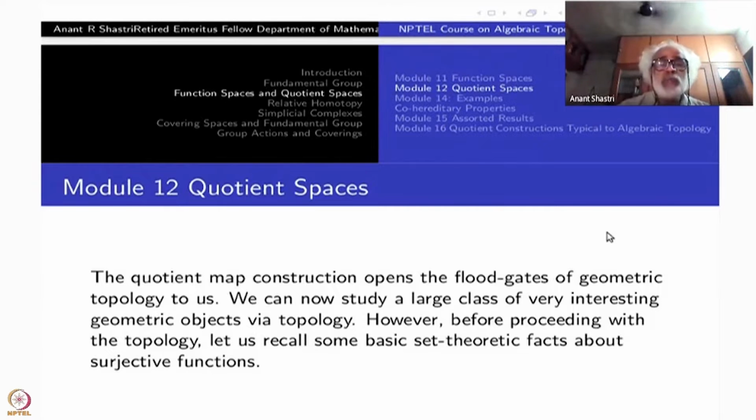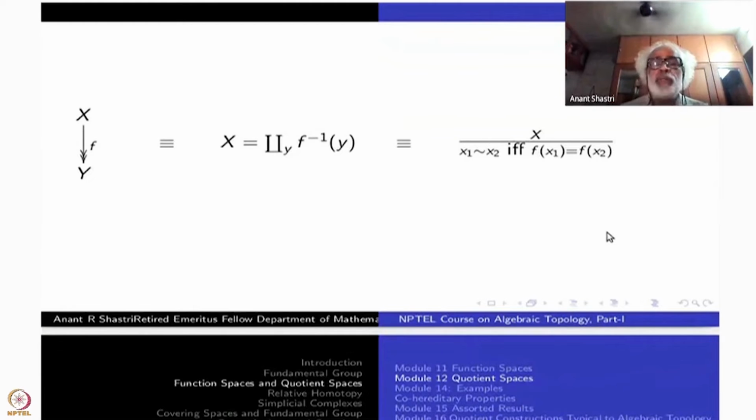Before proceeding with the topology, let me make it clear that all of you understand the meaning of a surjective map, a surjective function from one set to another set. Okay, and what it means in terms of decomposition of X or equivalence classes. There are three different pictures of this which imply the same concept. Look at this diagram.